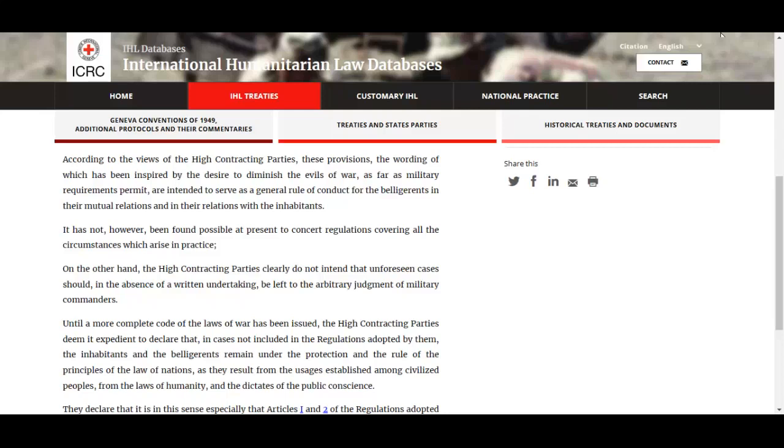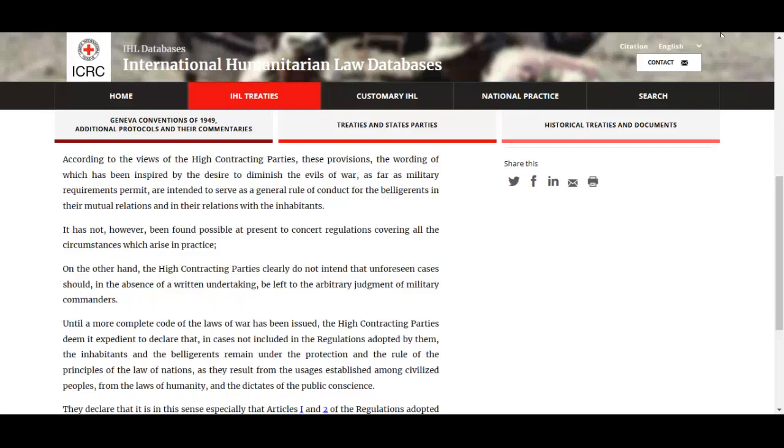I.e., they don't want military commanders just unchained. Slave pun. They don't want them operating under their own whim. There needs to be an order here, according to the views of the high contracting parties.